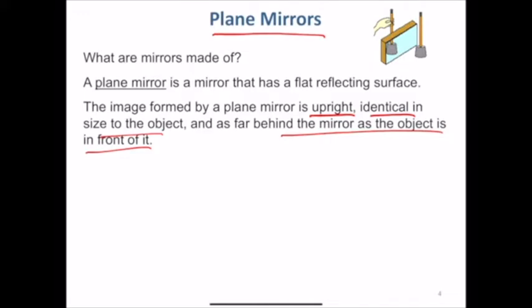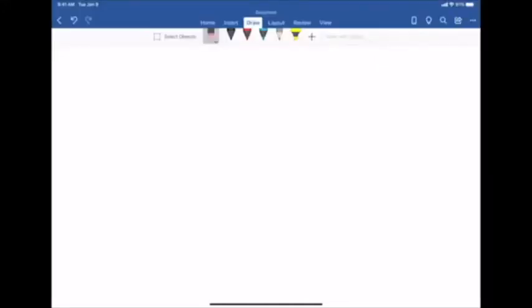Now, your first instinct might be to say that a mirror is made of glass because all the mirrors that you've seen probably are made of glass. But the glass is really not the most important part of the mirror. All mirrors actually have a reflecting surface behind the glass, which is made of silver. And silver is what does the job of reflecting the light.